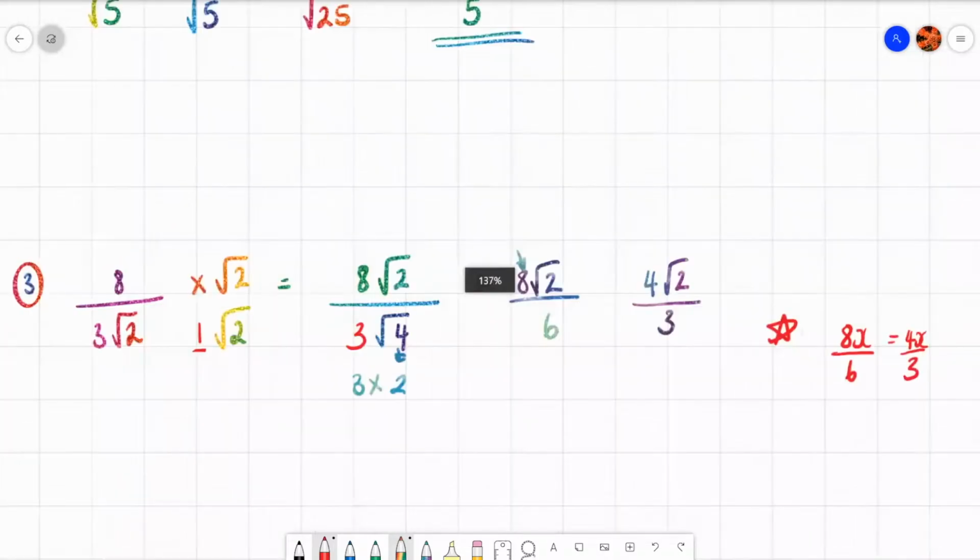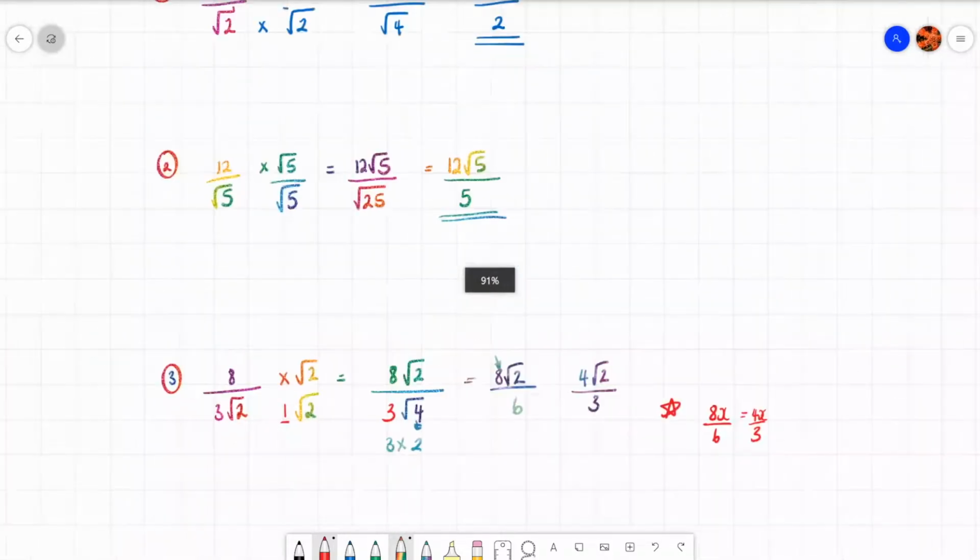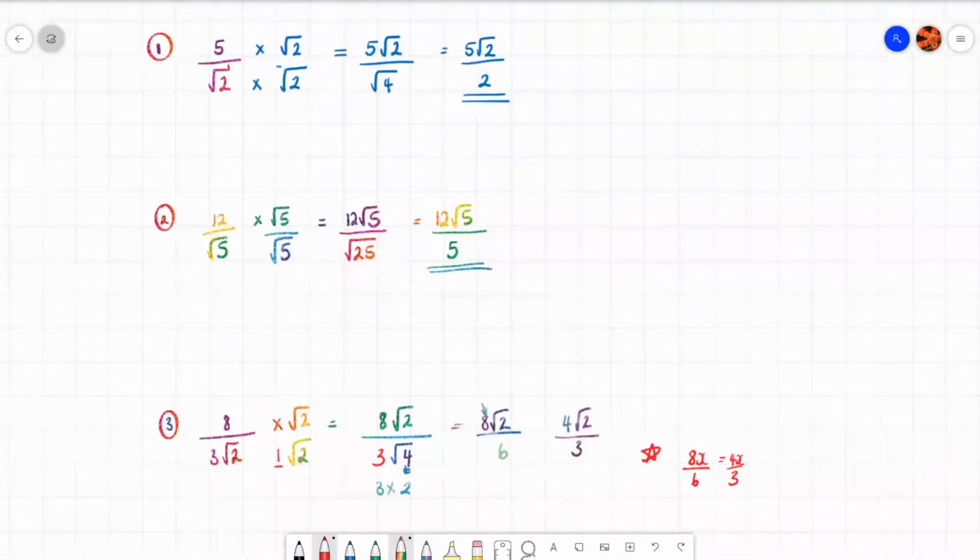So as you can see, when you have a square root at the bottom and you are rationalizing your denominator, you times the top and bottom by that surd. For example, in example number 1, the denominator we were trying to get rid of was square root 2, so we times top and bottom by square root 2. The second example, the denominator was square root 5, so we times top and bottom by square root 5. And for number 3, the denominator was square root 2, so you times top and bottom by square root 2.